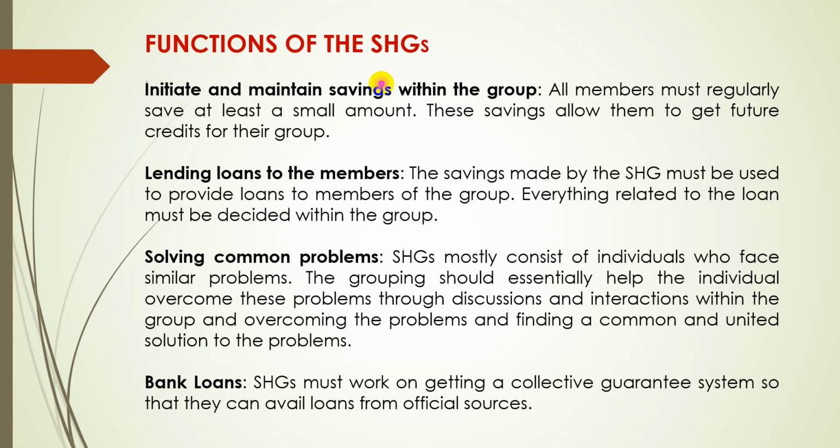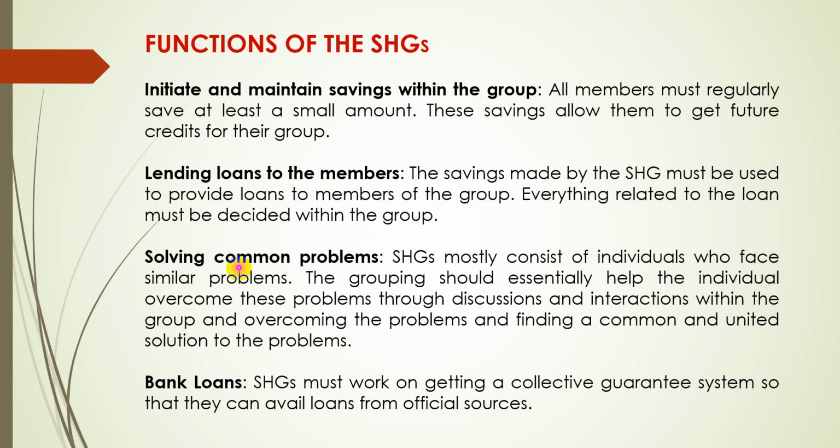Functions of the self-help groups: to initiate and maintain savings within the group. All members must regularly save at least a small amount, 100 rupees, 50 rupees. These savings allow them to get future credits for their group. Lending loans to the members. The savings made by the SHG must be used to provide loans to members of the group. Everything related to the loan must be decided within the group.